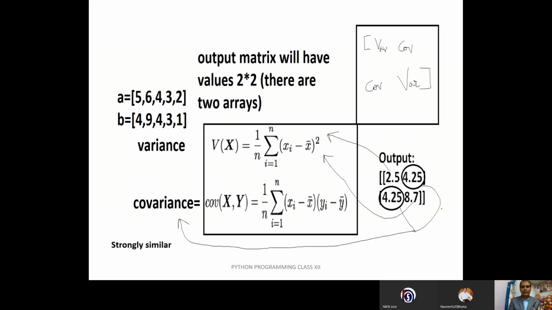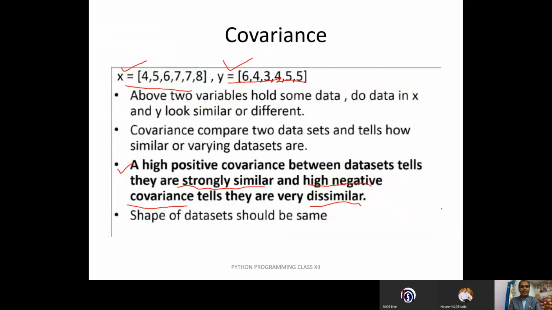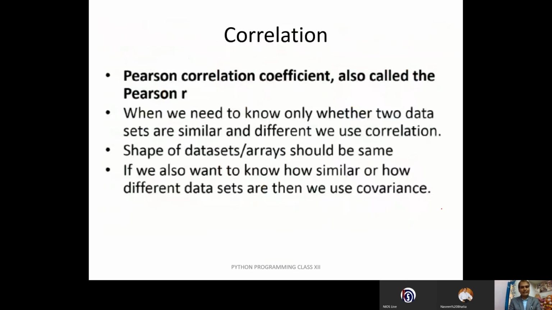Now this is clear to everybody, right? Now we will have correlation. This is called the Pearson correlation coefficient, also called Pearson R. We use it when we need to know only whether two data sets are similar or different. In covariance, we check how much they are similar and how much they are dissimilar. Here we are simply checking whether they are similar or different. The shape of the data set arrays should be the same. If we want to know how similar or how different they are, we have to find the covariance.